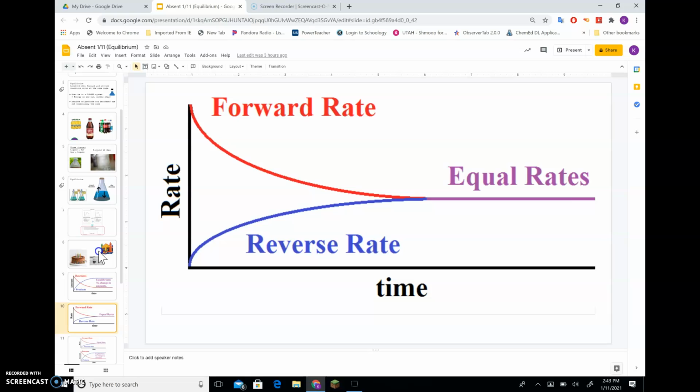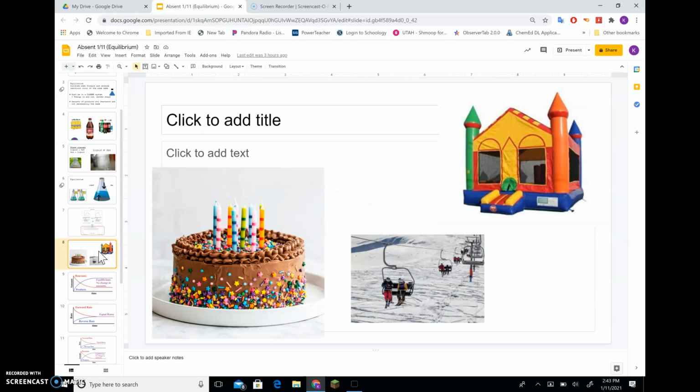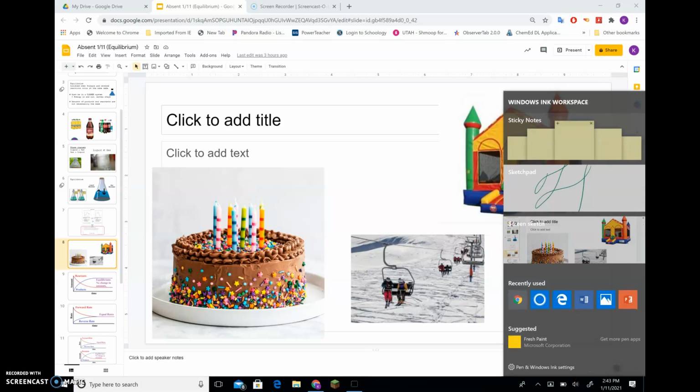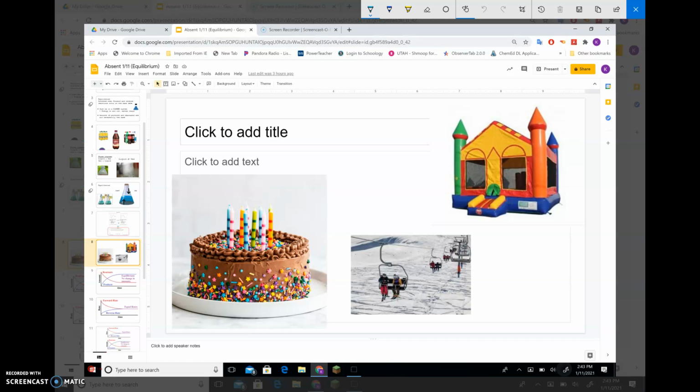Okay, to give you some other examples on here, equilibrium is all about rate. So in a bouncy house, there's usually a maximum number of people. These are just some examples outside of a lab setting. Equilibrium would occur if when 2 people leave the bouncy house, then 2 people can enter the bouncy house. That would be an example of equilibrium. So 2 people enter, 2 people are leaving.